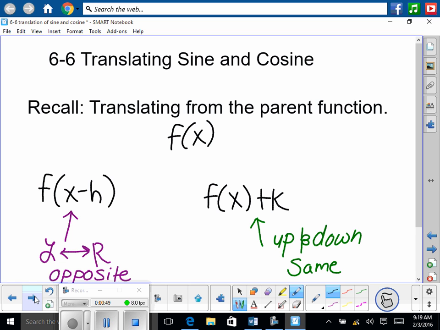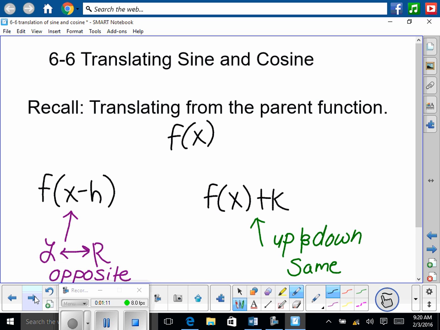We're going to be translating sine and cosine. So we're going to be dealing with graphing sine and cosine, but now we're going to be translating the function. So translation means moving, right? So just recall, for all translating of all functions, we take it from the parent function and we shift it. So remember, we can take a function, we can shift it left and right, or we can shift it up and down, and it works the same for all functions.